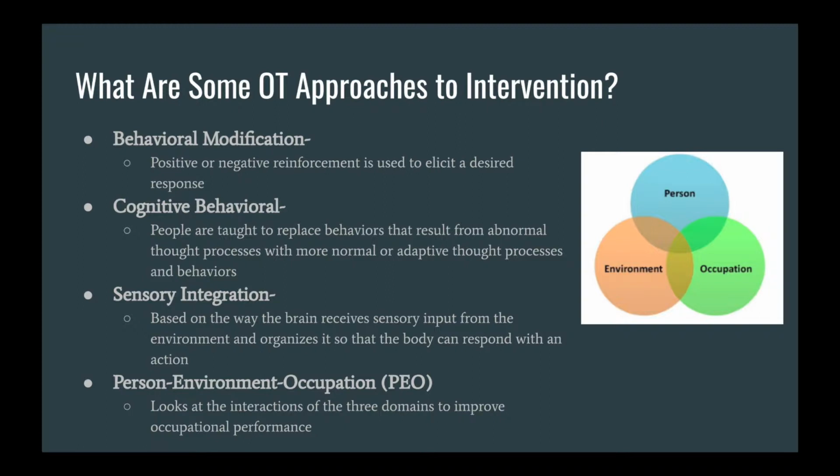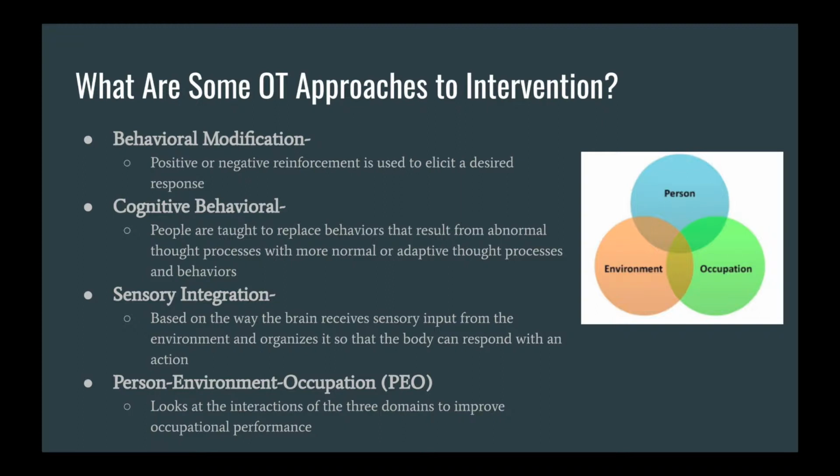The next approach to intervention that we have is cognitive behavioral. People are taught to replace behaviors that result from abnormal thought processes with a more normal or adaptive thought process and behaviors. An example of that one would be an occupational therapist helps a young woman with Down syndrome learn that she does not need to be afraid to use the bathroom all by herself.